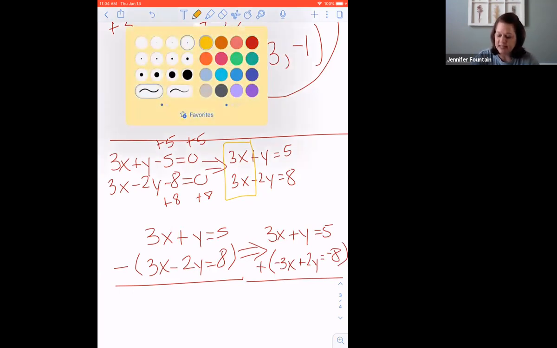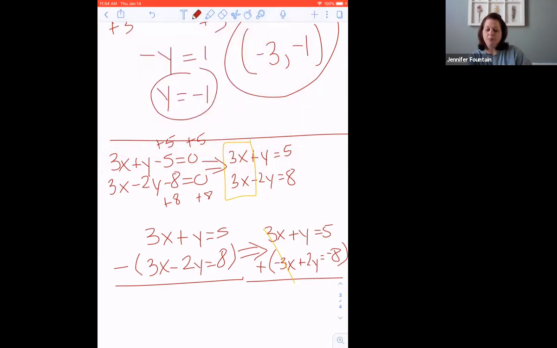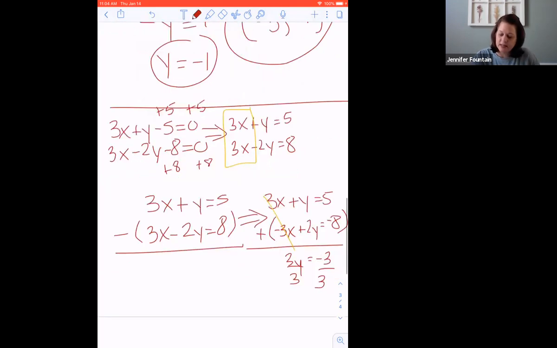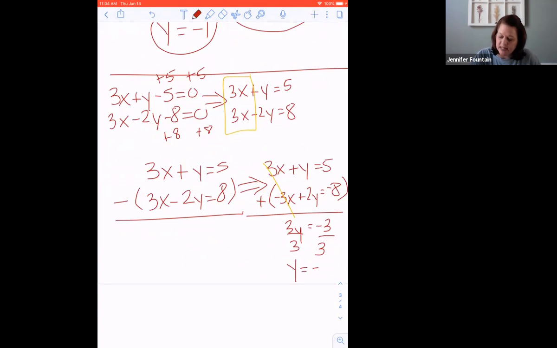3x plus a -3x cancels out. And y plus 2y is 3y equals 5 plus a -8 is -3. So now to solve for y, I'm going to divide by 3 on each side, and y equals -1. So now I have found that y is equal to -1.